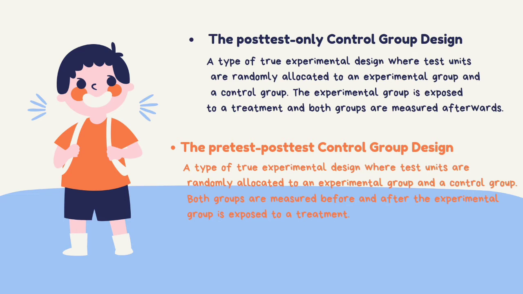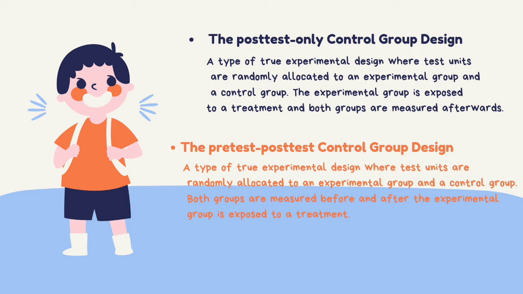So, what is the post-test control group design? The post-test control group design is a type of true experimental design where the test units are randomly allocated to an experimental group and a control group. The experimental group is exposed to treatment and both groups are measured afterwards.